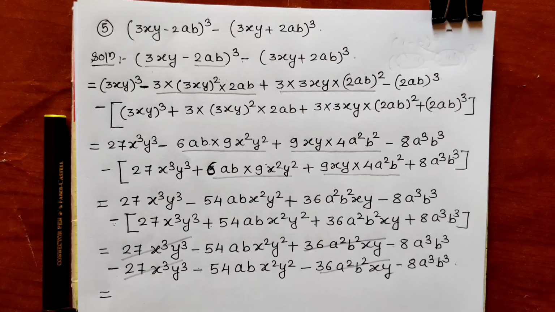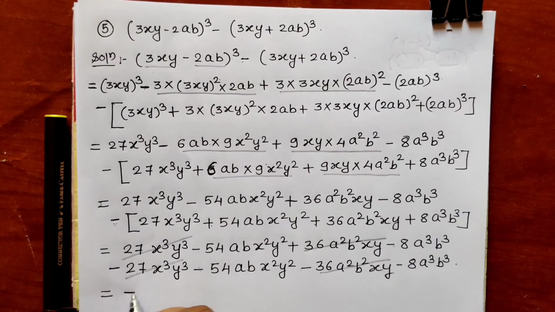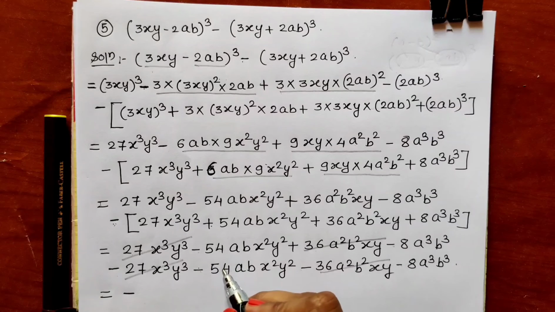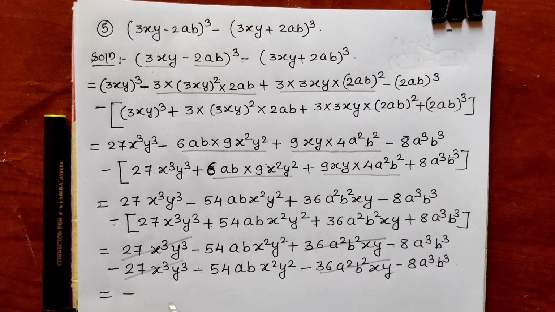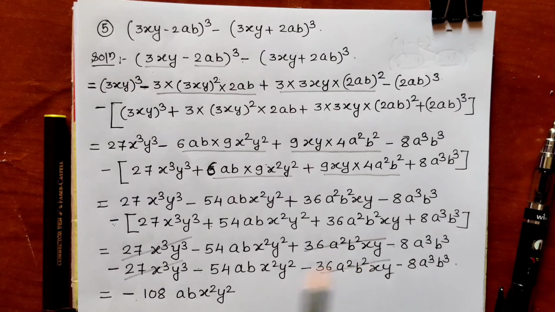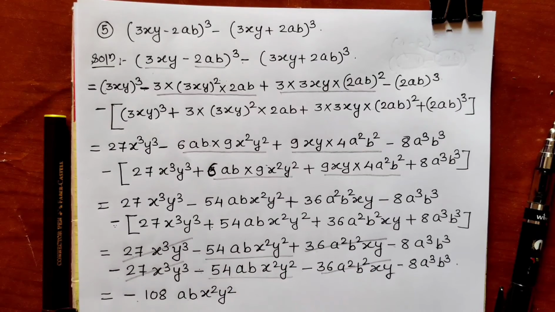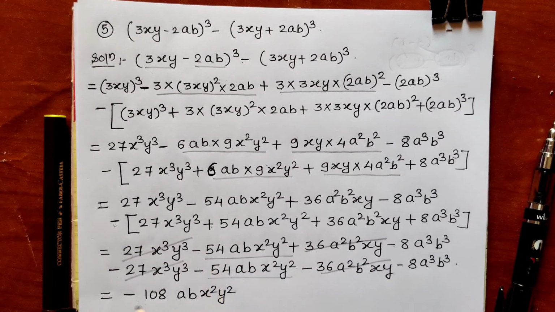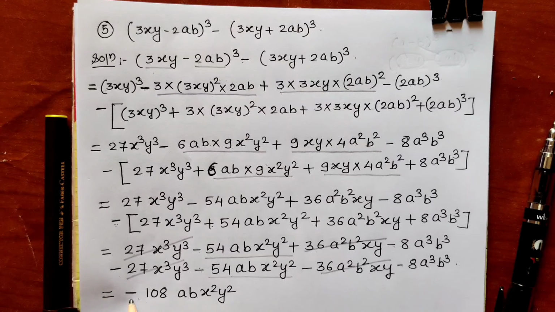Minus will become plus, but sign we will give minus. Okay. And 54 plus 54, what will be the answer? 108. All the variables write one time. They are common variables. We will be writing one time. So minus 108 ab x square y square. Answer of these two, addition of these two terms. Minus will become plus, but sign we have to give minus.